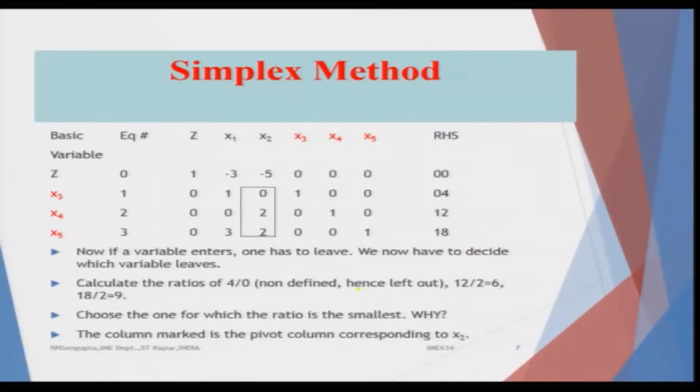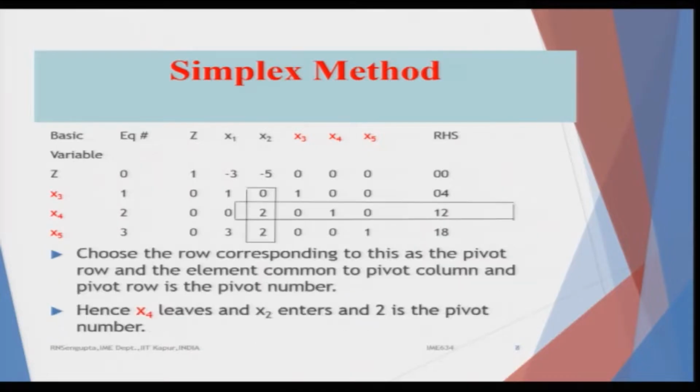So, the column marked is the pivot column corresponding to x2, and you will decide the corresponding pivot element accordingly. Now, because 4 by 0 is undefined, we will take the value of 12 by 2, which is 6. That means 1 unit of x4 leaving would decrease your objective function by 6 units. 1 unit decrease of x5 would decrease your objective function by 9 units. So, we will take the first one.